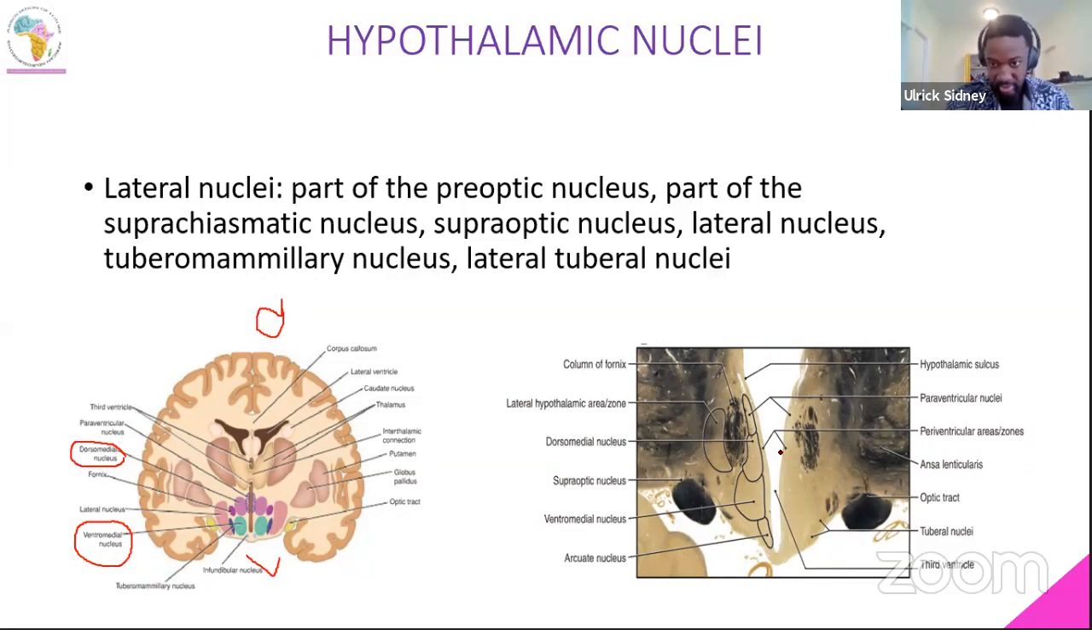This empty space is the third ventricle. So logically, this here will be the periventricular nuclei. So you have the paraventricular nuclei here, the dorsal medial nucleus. Once again, look at it here, dorsal medial nucleus, ventral medial nucleus, arcuate nucleus. This here, black, is the optic tract. If it meets, it becomes the optic chiasm. Makes sense. So lateral nuclei are here, medial nuclei are here, and between the medial and lateral, we have a few that are shared. That's the preoptic and the suprachiasmatic nuclei.